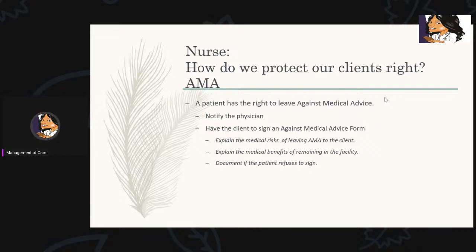So if a patient wants to leave against medical advice, it is our responsibility to notify the physician to let him know that the patient wants to leave and explain the medical risk of leaving AMA to a client. Explain the medical benefits of the patient remaining in the care of the facility. If the patient refuses, the patient refuses. We can't hold someone against their will, but we have to document that we did educate the patient. And also, because some patients will just walk out of the facility, just document that the patient refused to sign.